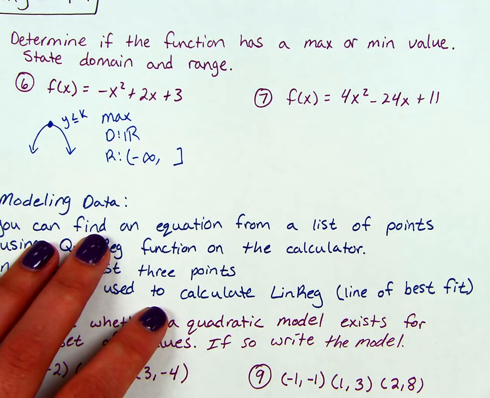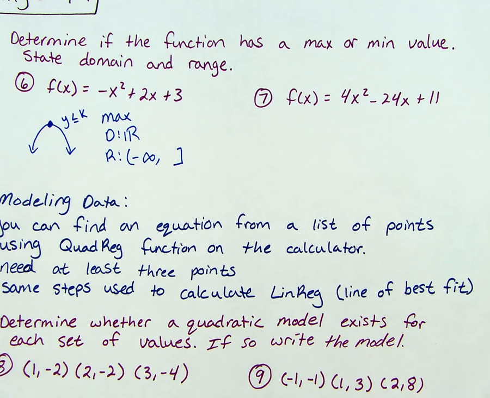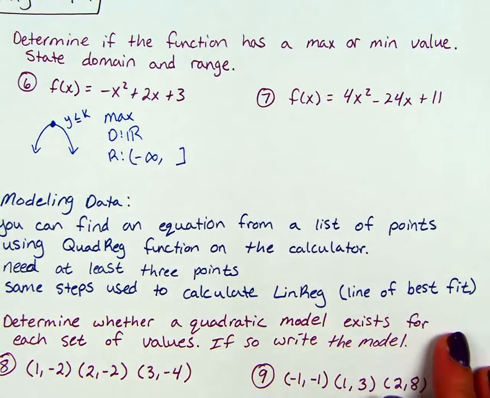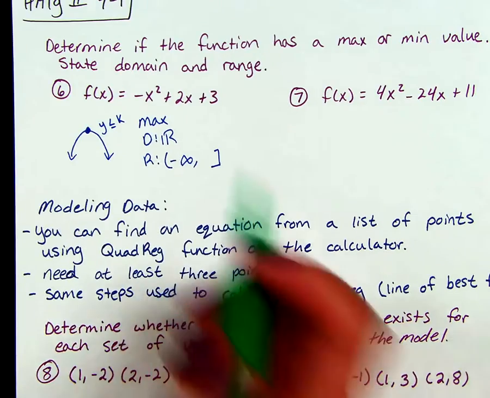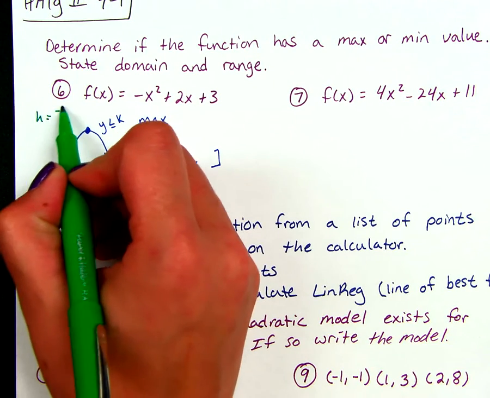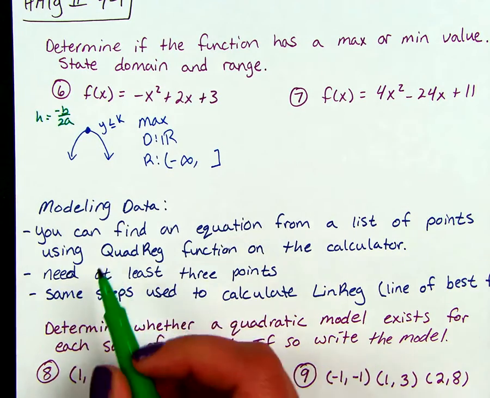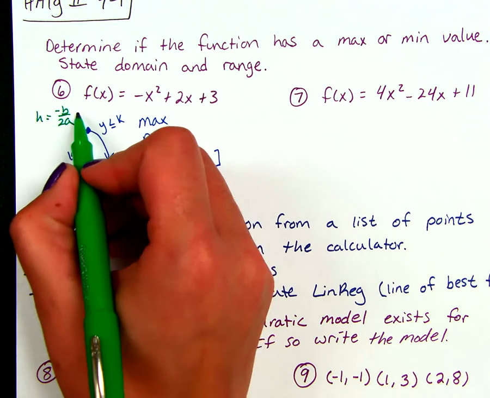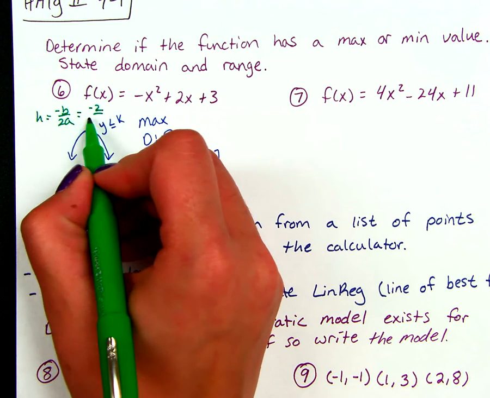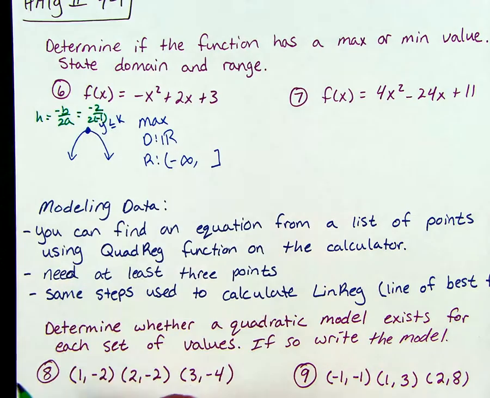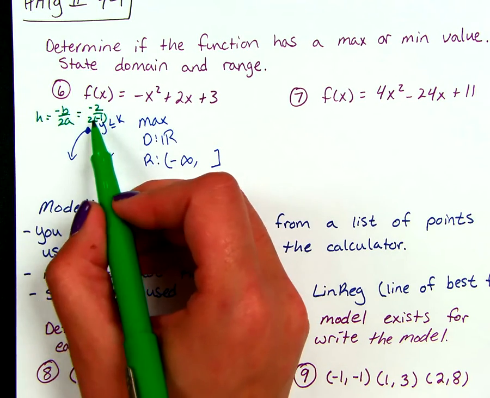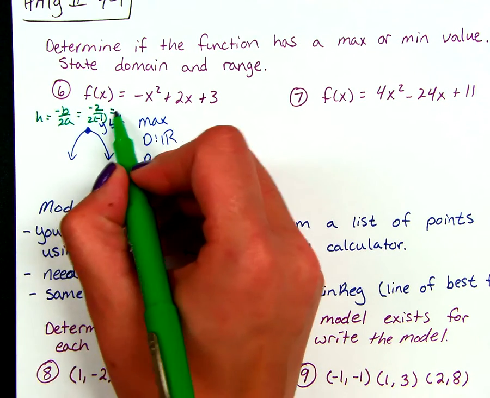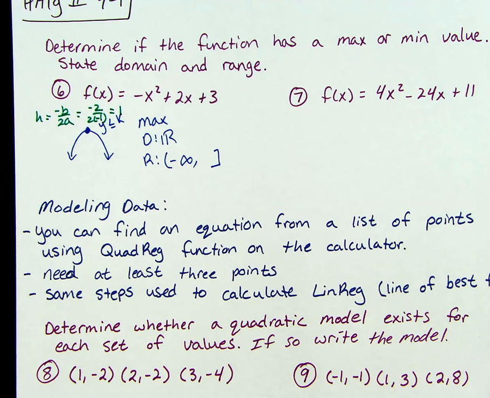So again, to find that, that's the process of finding our vertex. So we have to start with h no matter what. So remember, our h is the opposite of b divided by 2 times a. So the opposite of the middle term, so this is going to be negative 2 over 2 times negative 1. So this will be negative 2 over negative 2, which will simplify to be positive 1 for the h.